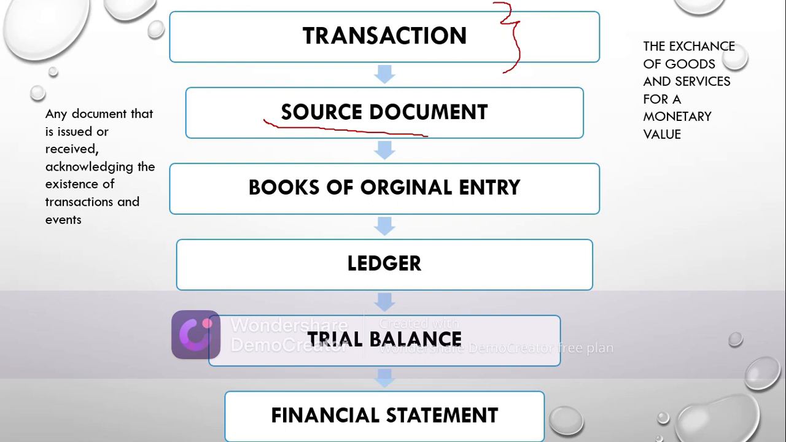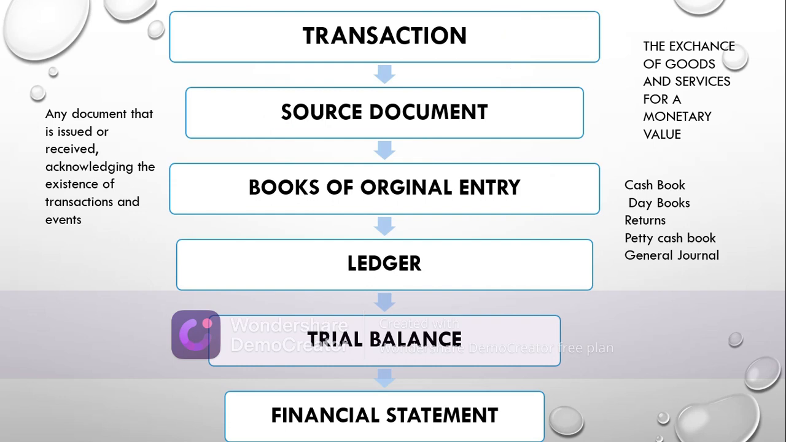Next on my list is the book of original entry. So after identifying the transaction and collecting the source documents, you now have to post these source documents in the appropriate books of original entry. And these are the cash book, the day books, which are the sales day book and the purchase day book, the returns, which are the return inwards and return outwards, the petty cash book, and the general journal. This is the third step you need to take before reporting financial information.